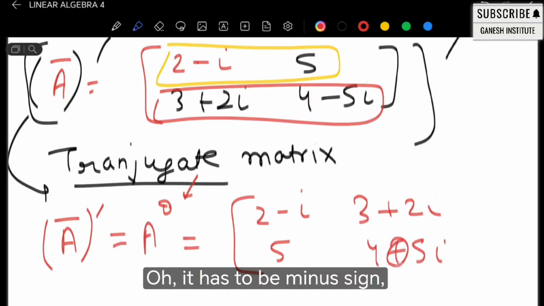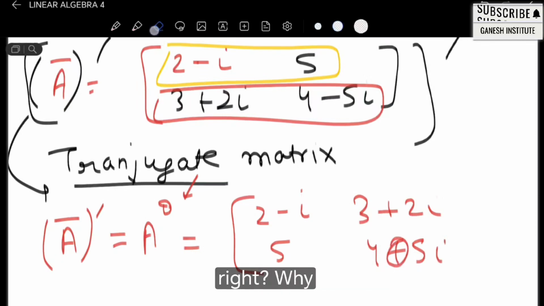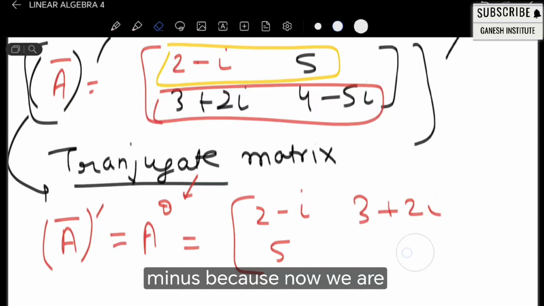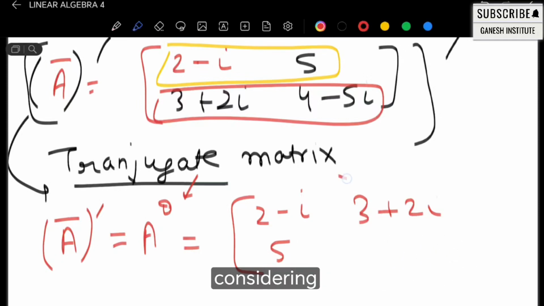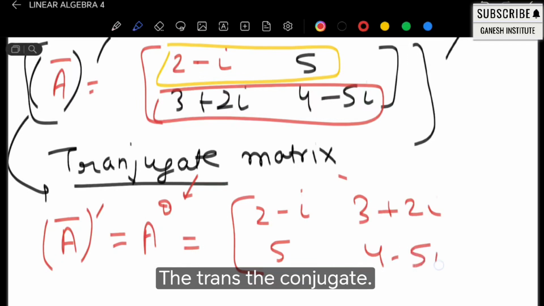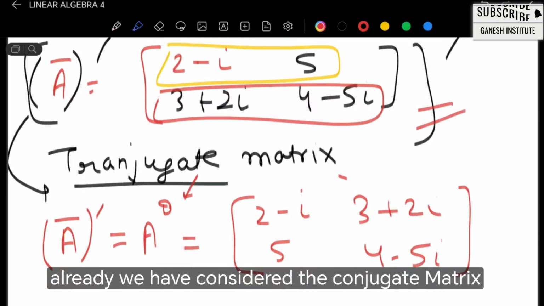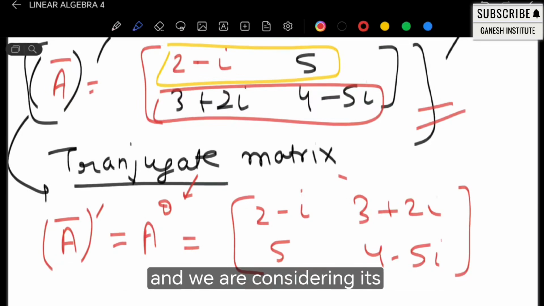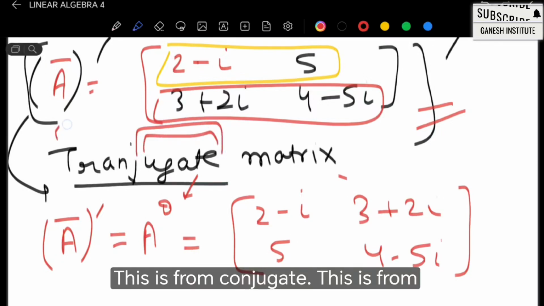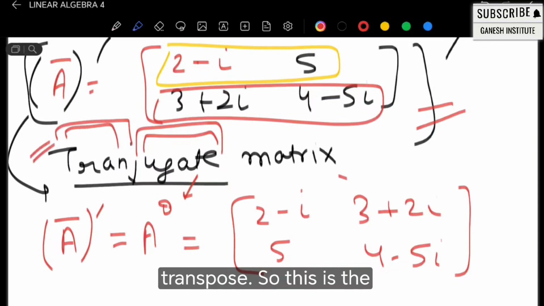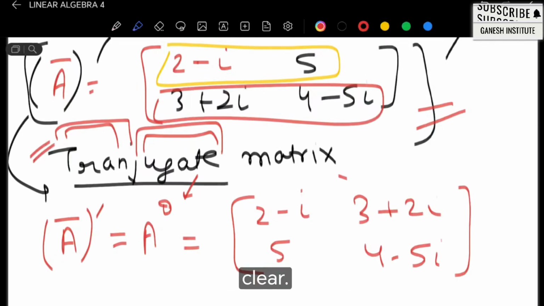Oh, it has to be minus sign, right? Why minus? Because now we are not again taking or considering the conjugate. We have already considered the conjugate matrix and we are considering its transpose now. So see the amalgamation. This is from conjugate, this is from transpose. So this is the simplest way of remembering it, that it is the transpose of a conjugate matrix. Clear?